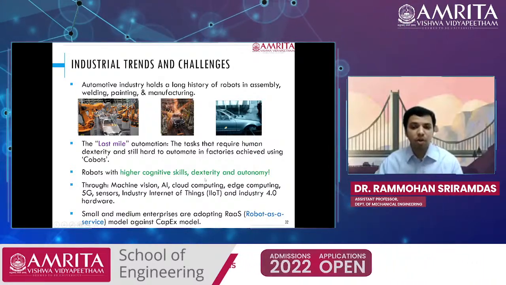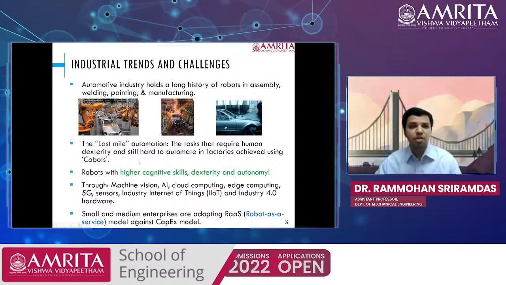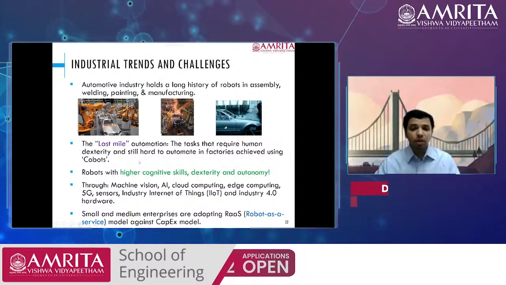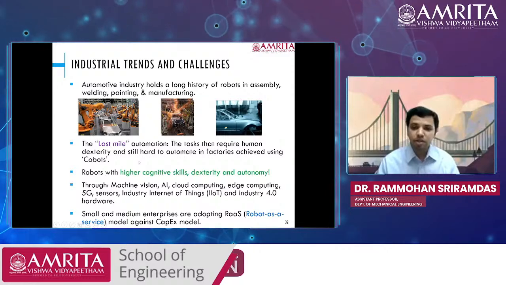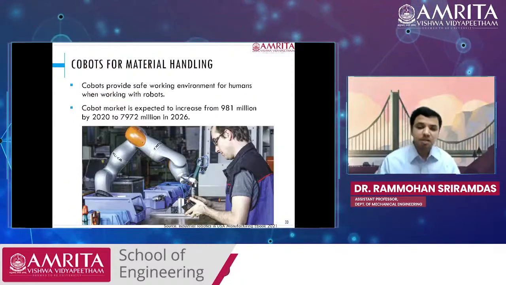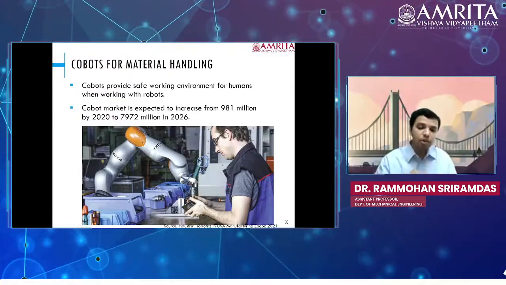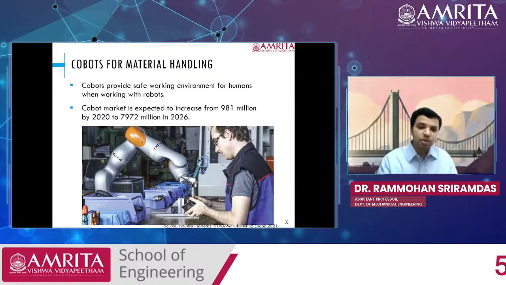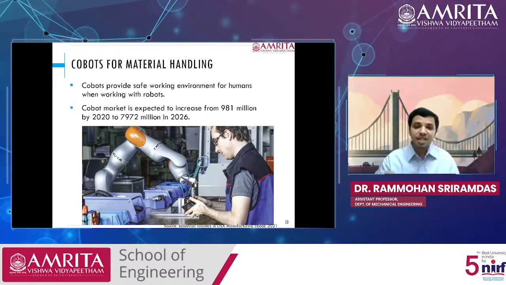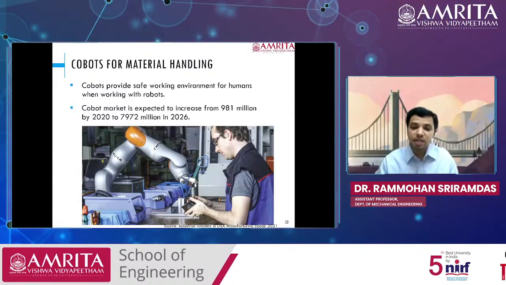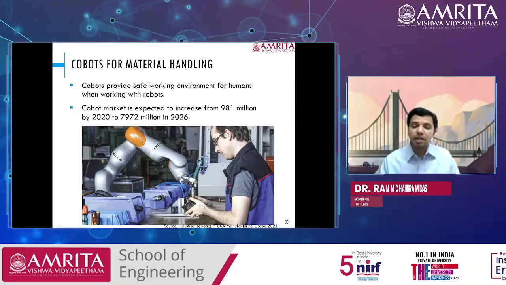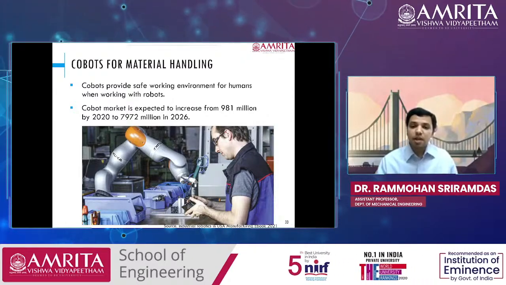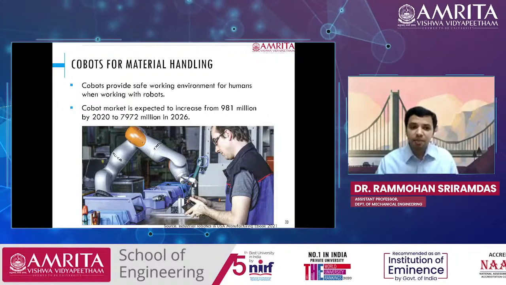As an example, cobots. So what are these cobots? These cobots provide us a very safe working environment. The person is right there, telling the robot, okay, move your tool from this point to this point, and the robot does exactly that. And this is very much essential, because only then can robots and humans stay together.